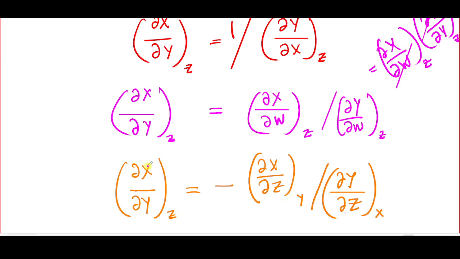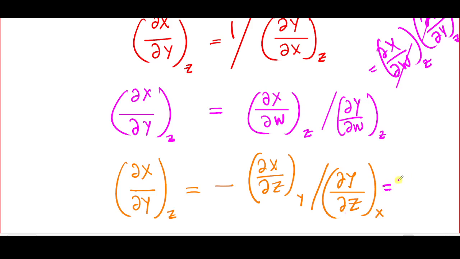You have three variables x, y and z. Here, x is being partially differentiated with respect to y with z constant. Here, you are holding y constant, doing del x del z. Here, holding x constant, doing del y del z. And the result is not the same as what you would get by a mere cancellation. You have an extra minus sign.